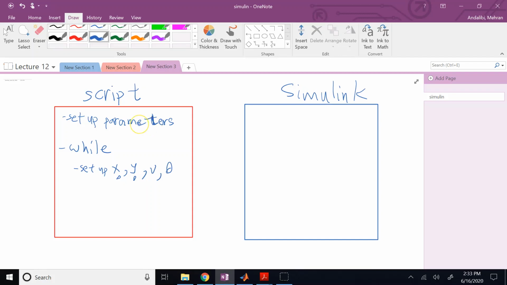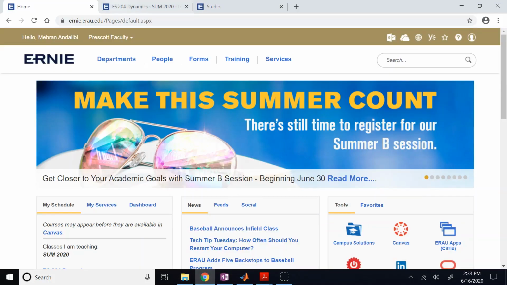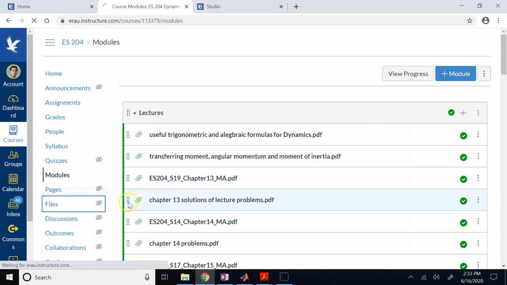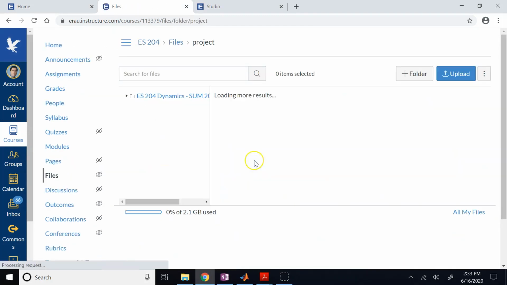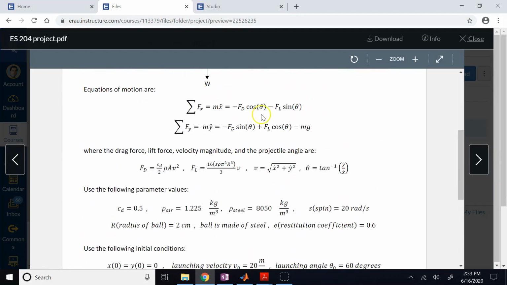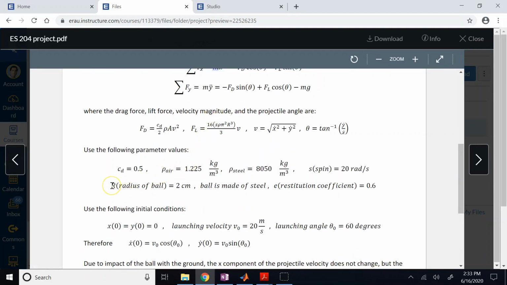So when you have the parameter set, and again, the parameter that we have in this problem is E, I assume, and then there are some other parameters that you can see in the project file. So if you go under modules and project, and you look at the project description, there are some other parameters that you need. One of them is to calculate the mass of the projectile. And how would you calculate it? It's a sphere, the radius is given from which you find volume. The density of the steel is given, so if you multiply the density by this volume, you would get mass of the sphere.